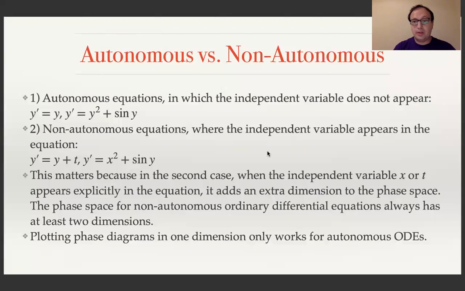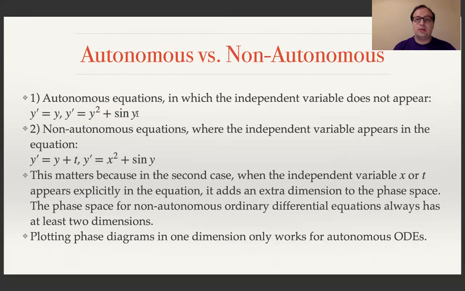Just as a reminder, this sort of analysis applies to autonomous first-order equations. So equations of the form y prime is equal to f of y. So these are the equations in which the independent variable does not appear. So if y is a function of x, or if y is a function of t, or whatever, then the equation still only contains y prime and y. For example, y prime is equal to y is an autonomous equation, or y prime is equal to y squared plus sine y is an autonomous equation.